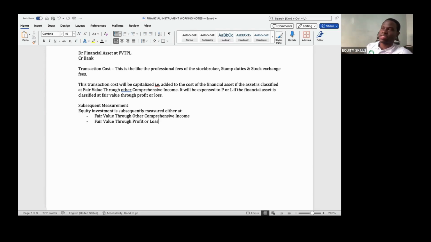And it's so consistent in such a way that if you classify a financial asset or equity investment at fair value through OCI, it is expected that you measure it at fair value through OCI. If you classify at fair value through POL, it is expected that you measure at the end of the year at fair value through POL. I mean, we expect such consistency in classification and in measurement as well. Very important for us.